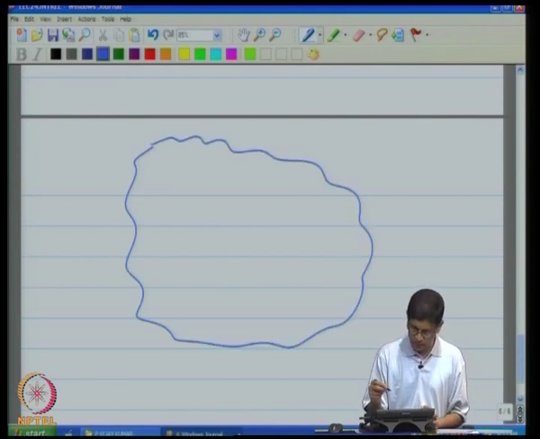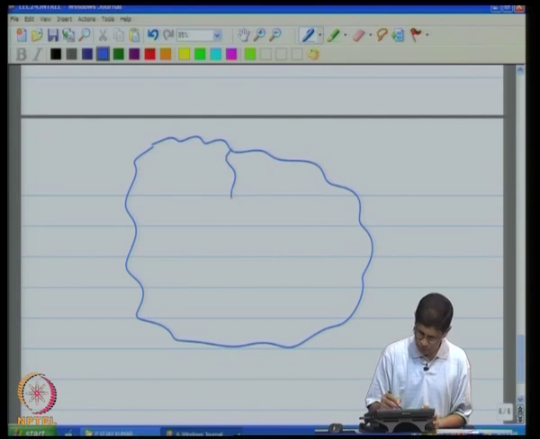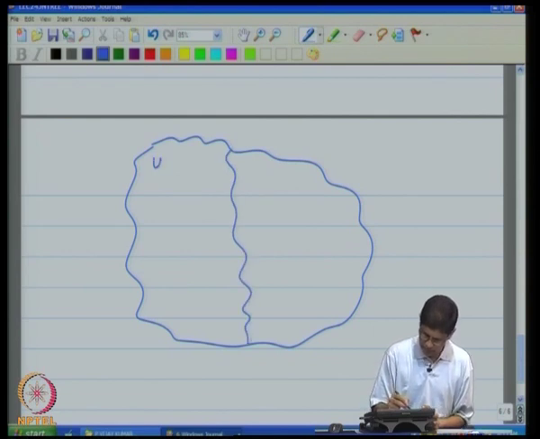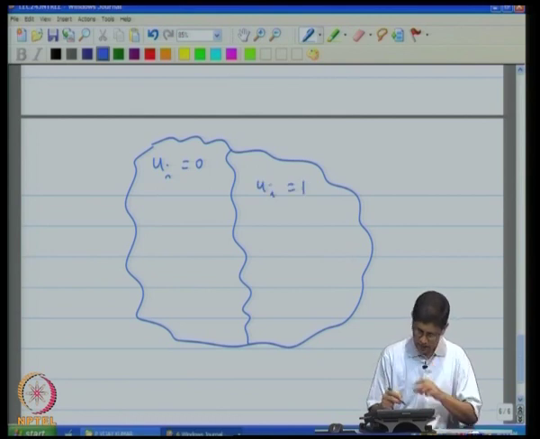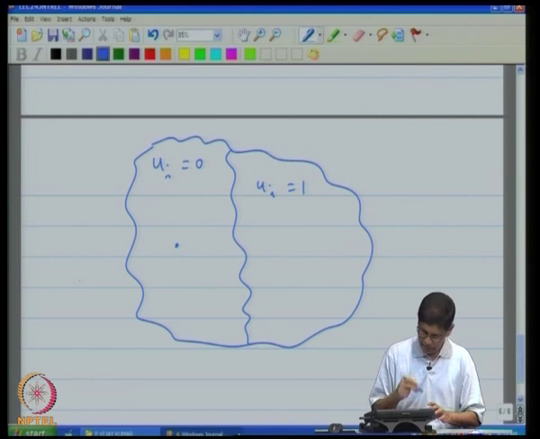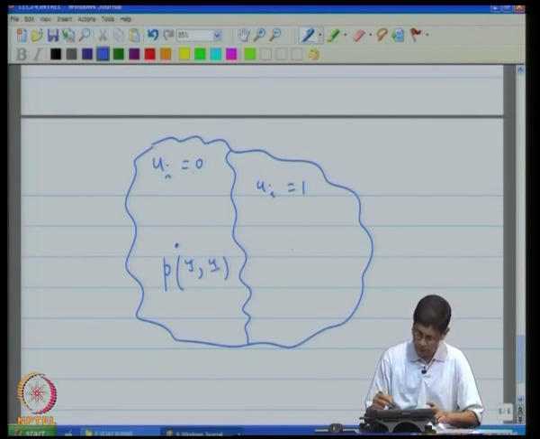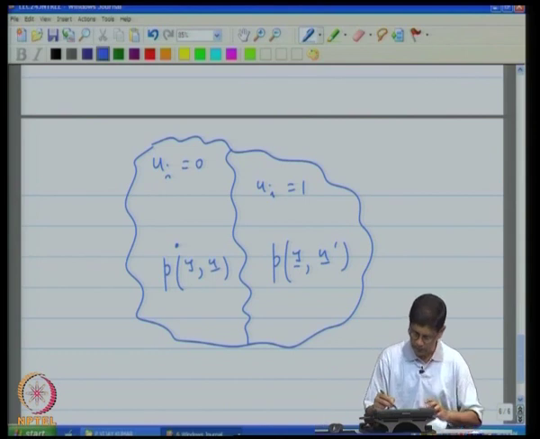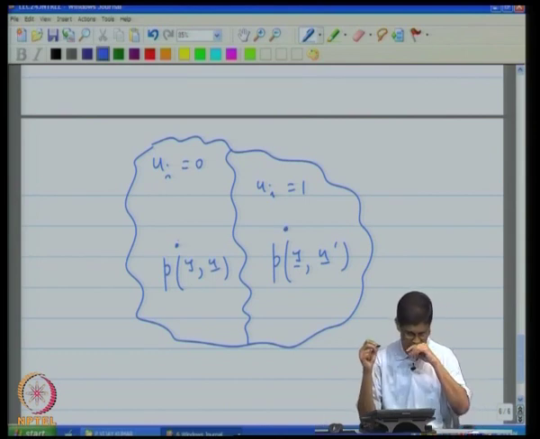So, you can divide the set of all message vectors into those in which, let us say, ui equal to 0 and ui equal to 1, and here you will get, for example, you will be computing p of y u for some vector u which is such that ui equal to 0, and here you will be computing p of y comma u prime for some u prime such that ui equal to 1. You will be computing, these are example quantities here.